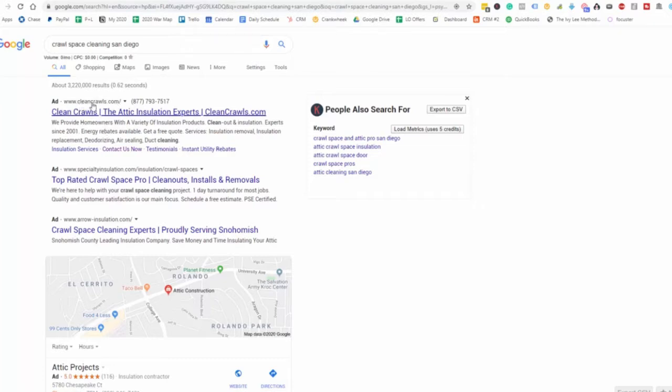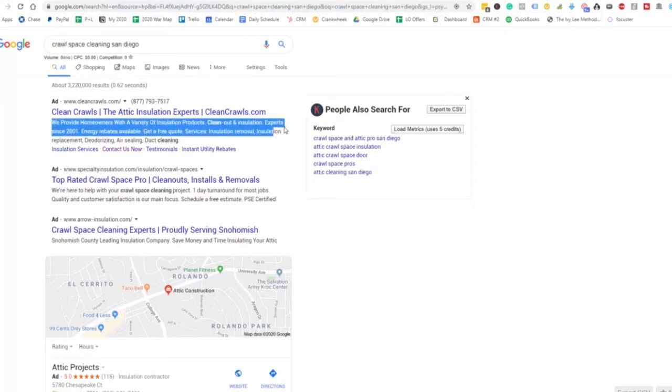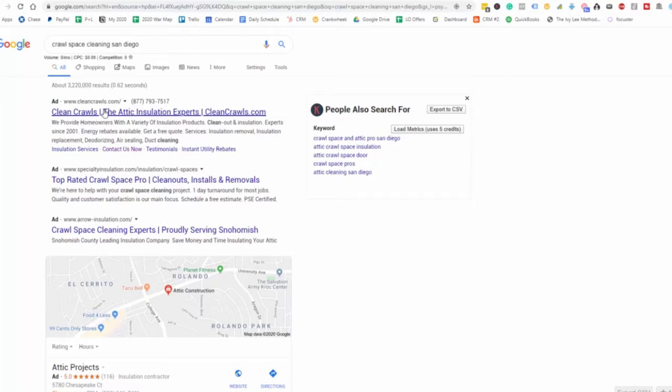So this company here is Clean Crawls, so they have their brand name there, the attic insulation experts. We provide homeowners with a variety of insulation products. Energy rebates available, get a free quote. Then they have their extensions here. And then this one here is top rated crawl space, clean outs, installs, and removals. So these guys are taking more of the branding approach and they have a very long description here. And so they're really covering that. Yep, so this is more of a branding play here. They don't even have crawl space cleaning up here at the very top.